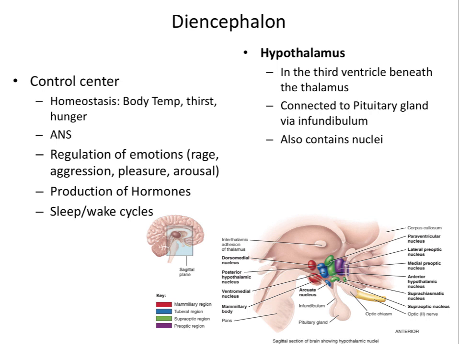Together with the limbic system, the hypothalamus is involved with some of our strongest emotions, such as rage, aggression, pleasure, and sexual arousal. The hypothalamus produces several hormones and is connected via the infundibulum to the pituitary gland, which also produces many hormones. It is also involved with the regulation of circadian rhythms, and it sets your sleep and wake cycles.